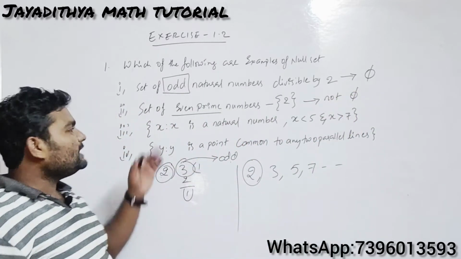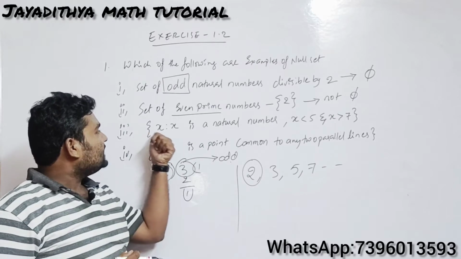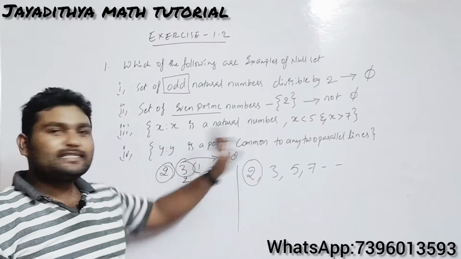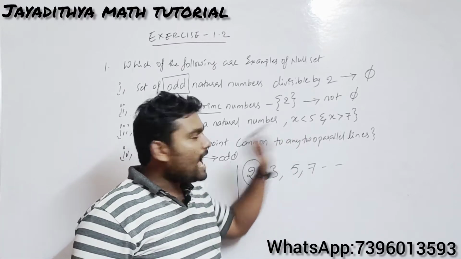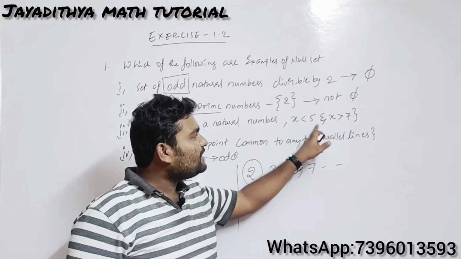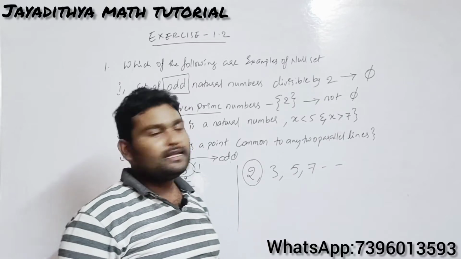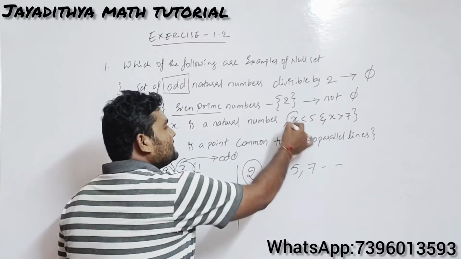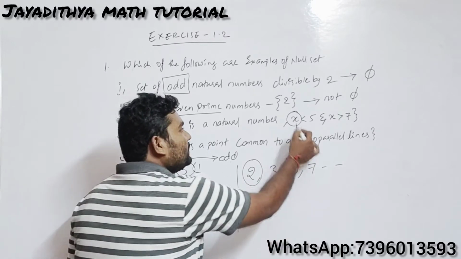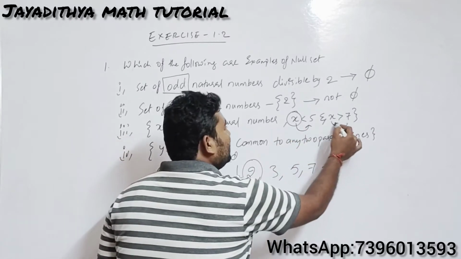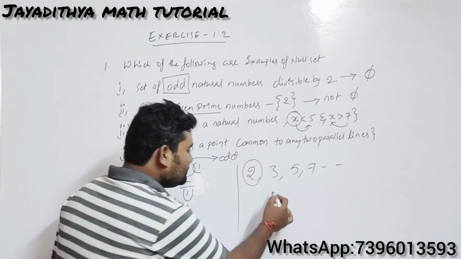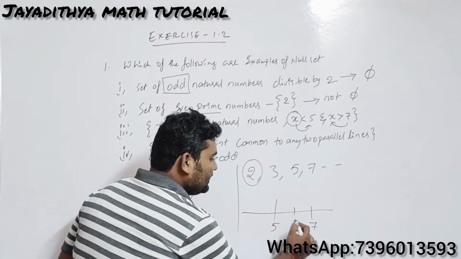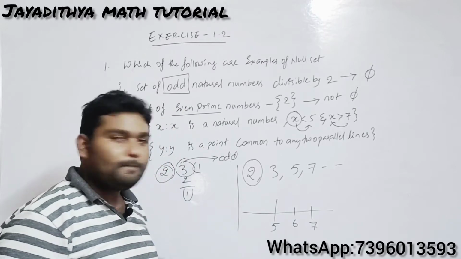The next one is very important here. See here, that is {x : x is a natural number, x < 5 and x > 7}. So x is a natural number such that it should be less than 5 and it should be greater than 7. Is it possible? For example, if you see here, 5 will be here and 7 will be here, and in between you will be having 6 on the number line, right?